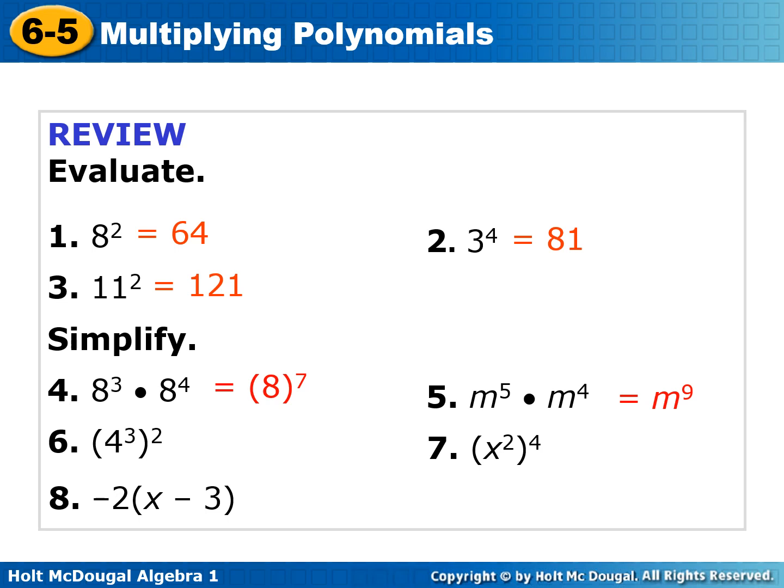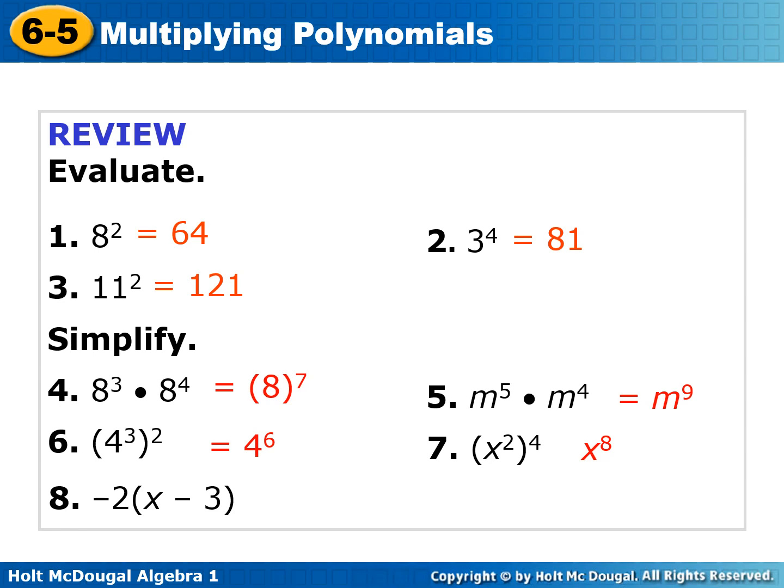While for number 6, we have here 4 to the power of 3, the quantity of 4 to the power of 3 squared. So we have here two powers. This is where we apply the power rule, which states that we have to multiply the two powers. So this will give us a result of 4 to the power of 6. And for number 7, we have x to the power of 8 because 2 times 4 is 8.